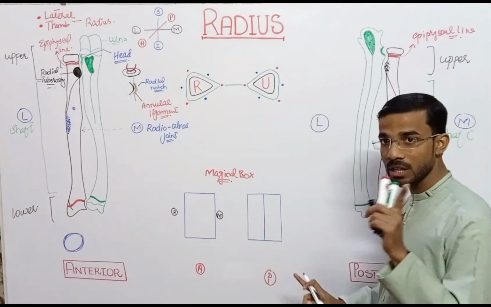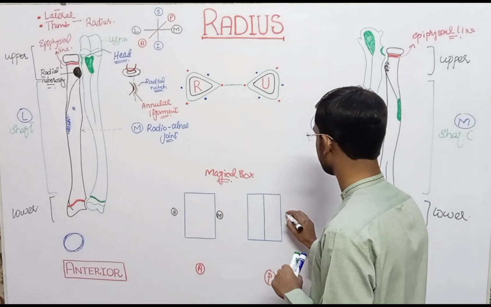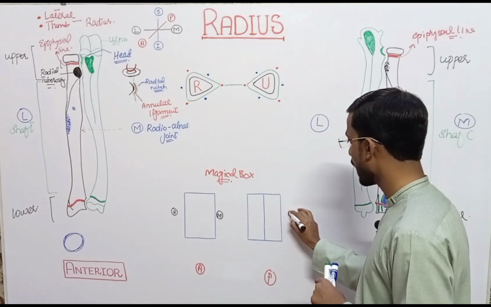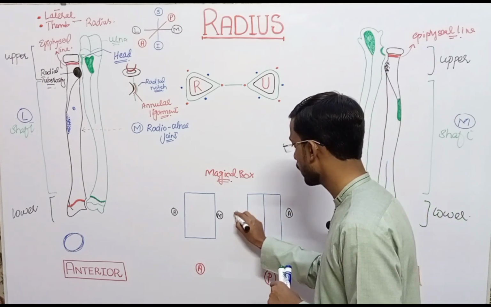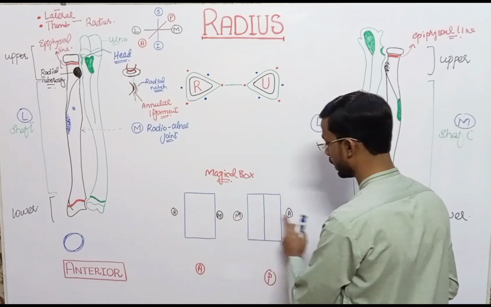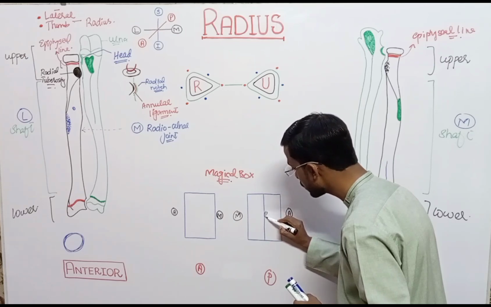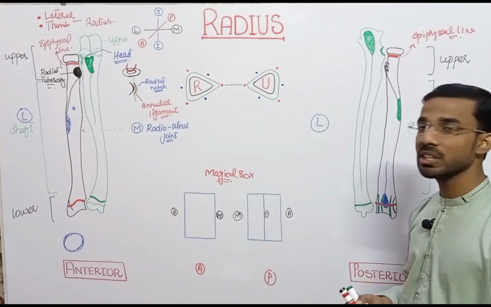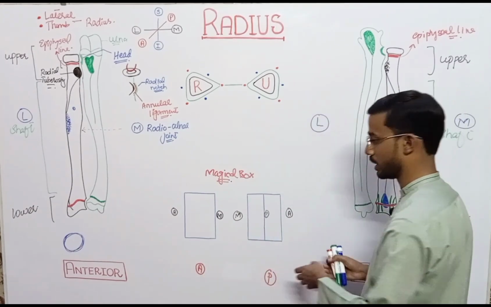Next, in this posterior view, you will see three borders. Here this border is the anterior border, and here is the medial border. They are just opposite to each other. This is medial, and the central one will be the posterior border. So here you will see the different borders at the anterior side and at the posterior side.